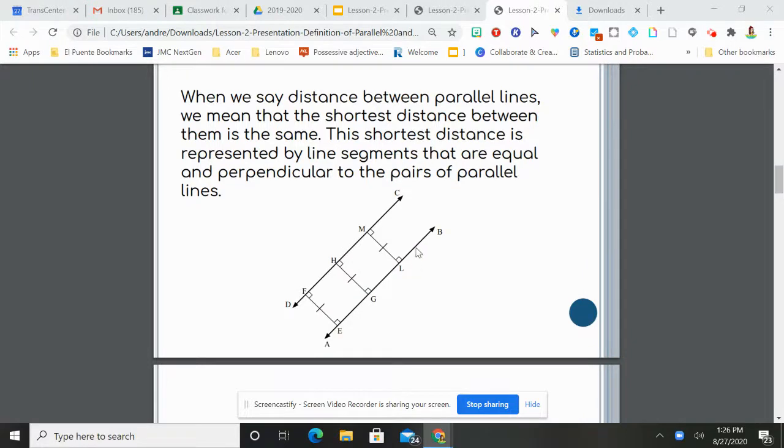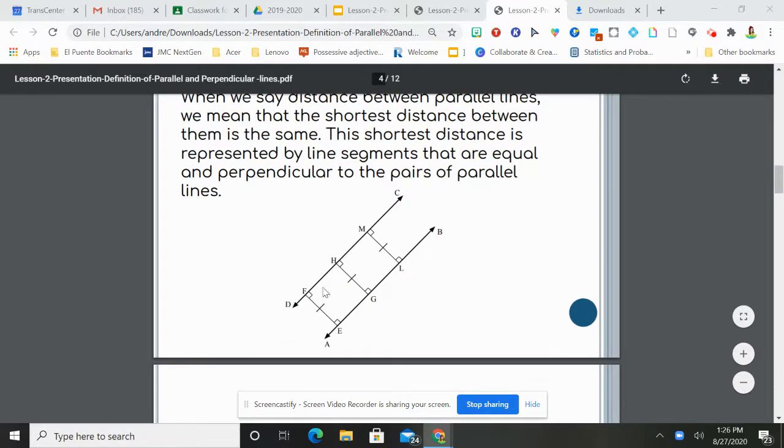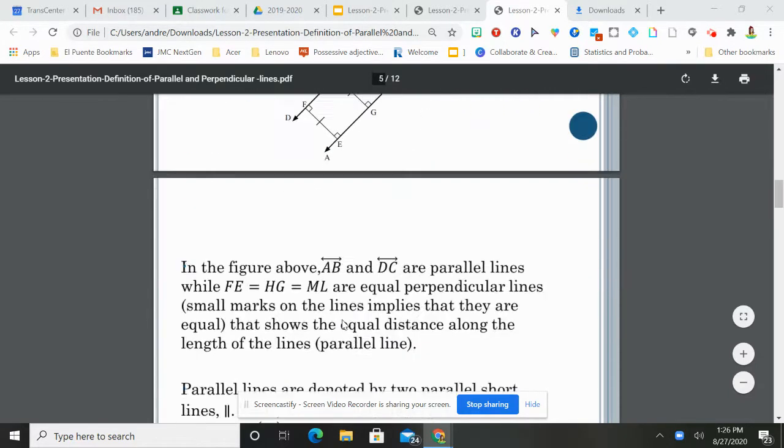When we say distance between parallel lines, we mean that the shortest distance between them is the same. This short distance is represented by line segments that are equal and perpendicular to the pair of lines. So these two right here are going to be the same distance from each other. These two, DC and AB, are parallel lines and they're the same distance from each other. Let me just show you.